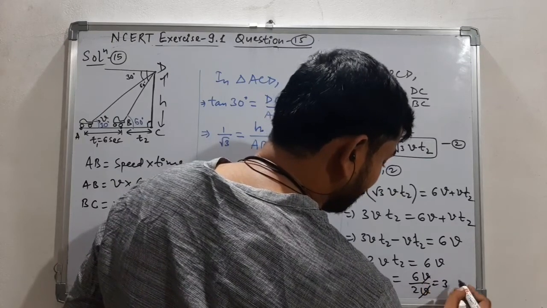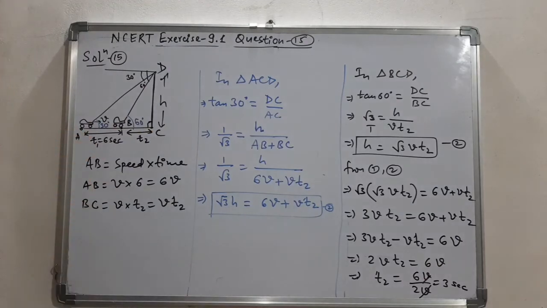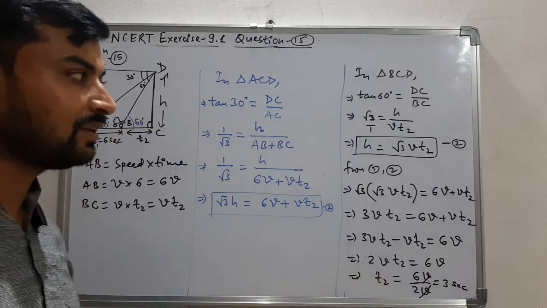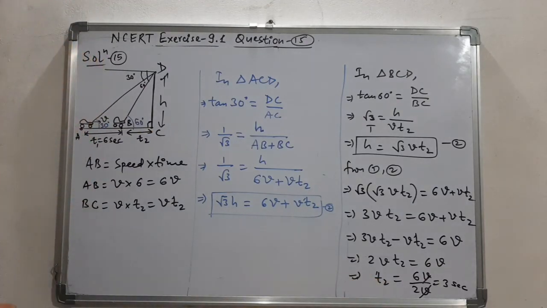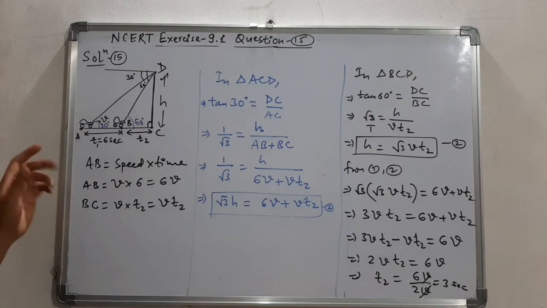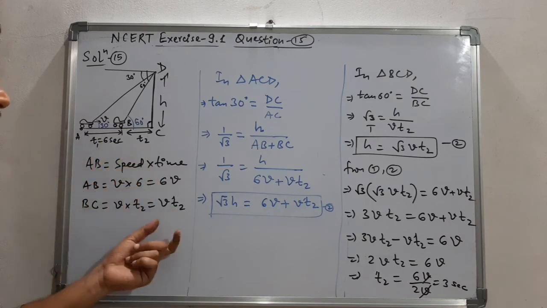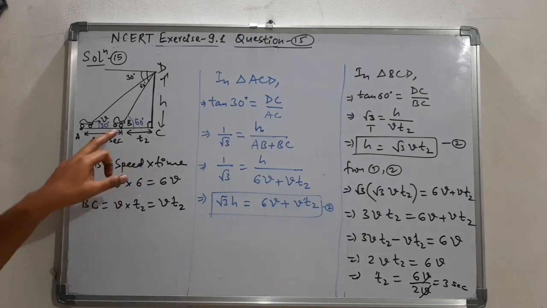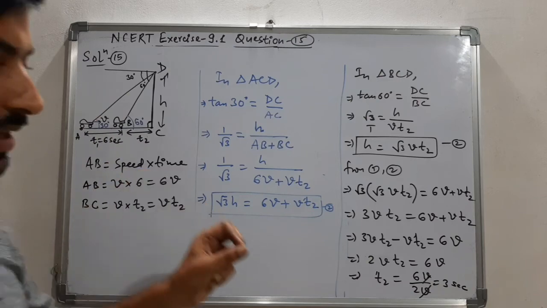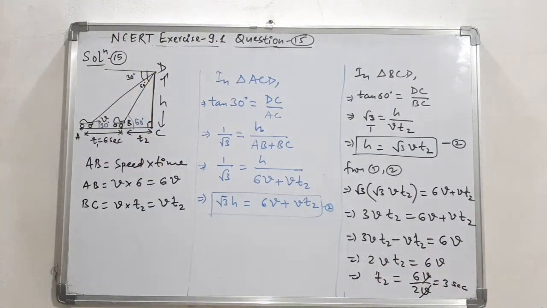You are surprised to see that the V which we have assumed here as constant speed is eliminated finally. So the whole question is based upon a very simple relation, speed into time, where we used distance is equal to speed into time. One time is given as 6 seconds, the other time we want to calculate. So from this point B, the car will take 3 seconds to reach the foot of the tower.